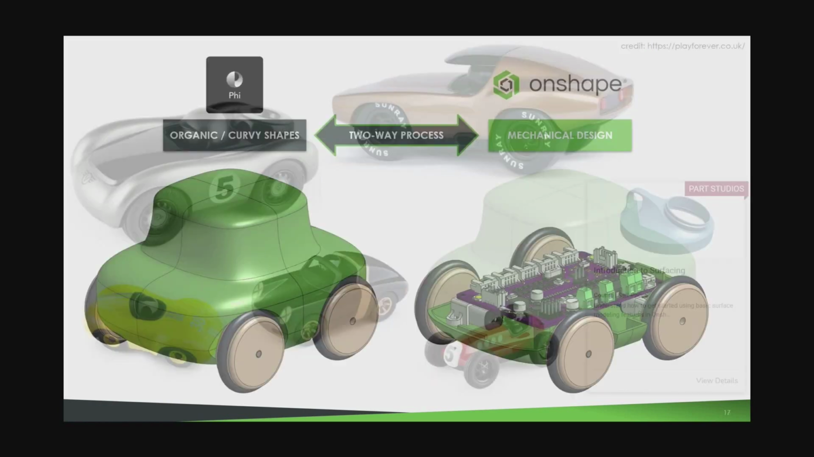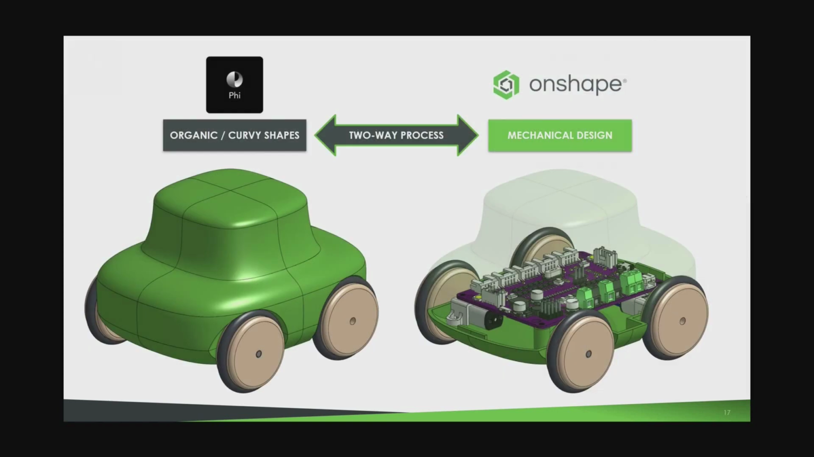And here, to sum up what I had in mind, was just to create organic and curvy shapes for my projects, but of course, by adding mechanical design inside. So what I did was using Phi for the organic and the curvy shapes of this vintage robotic car here, and then switch to Onshape to create the more traditional mechanical design inside.